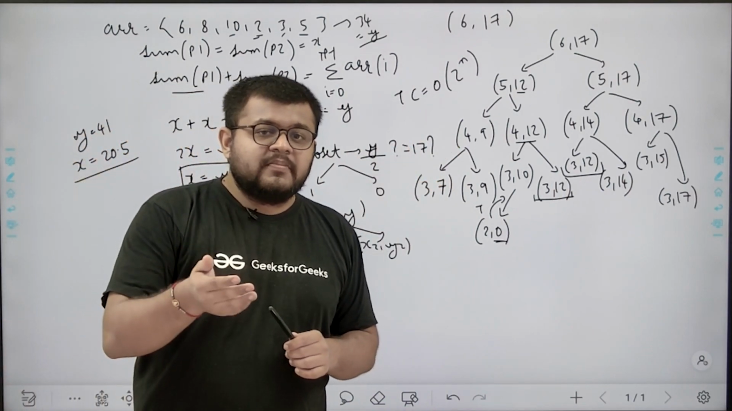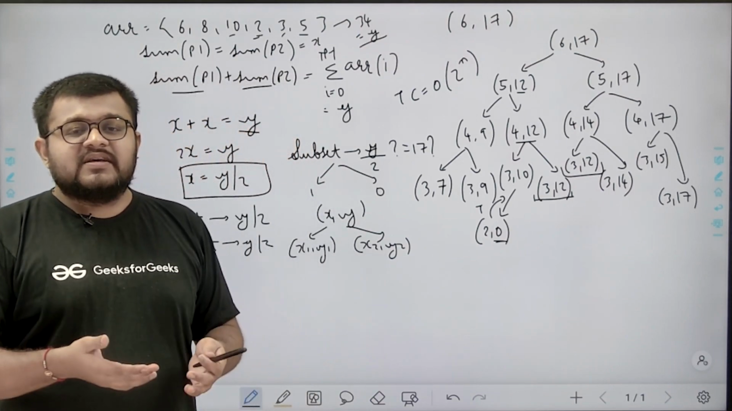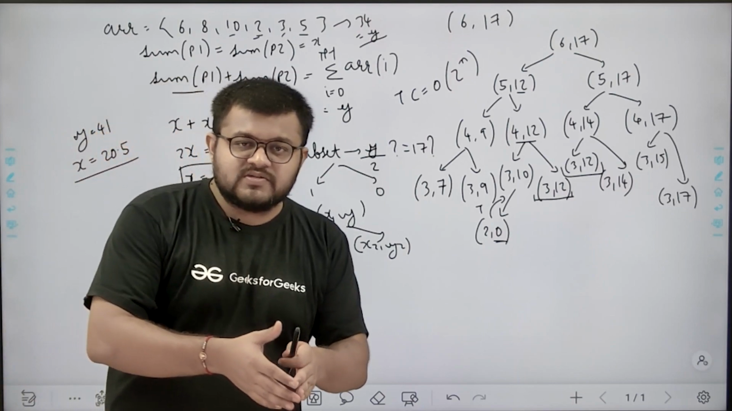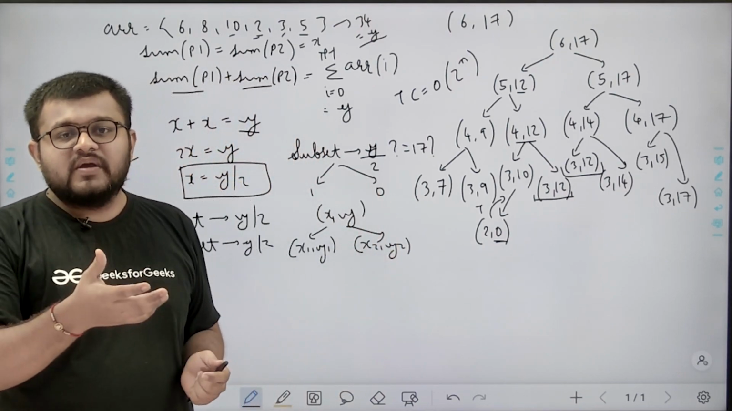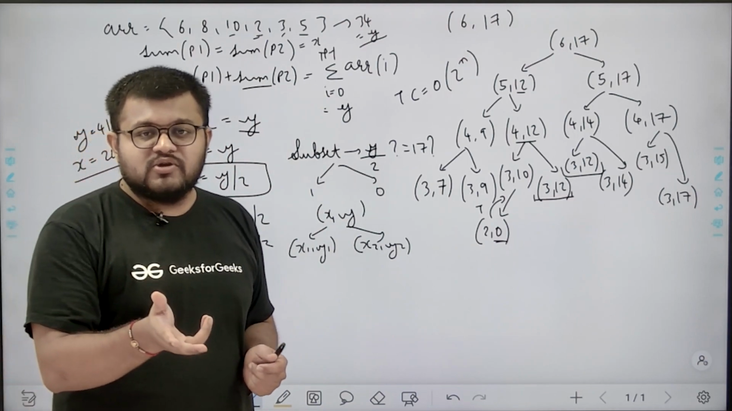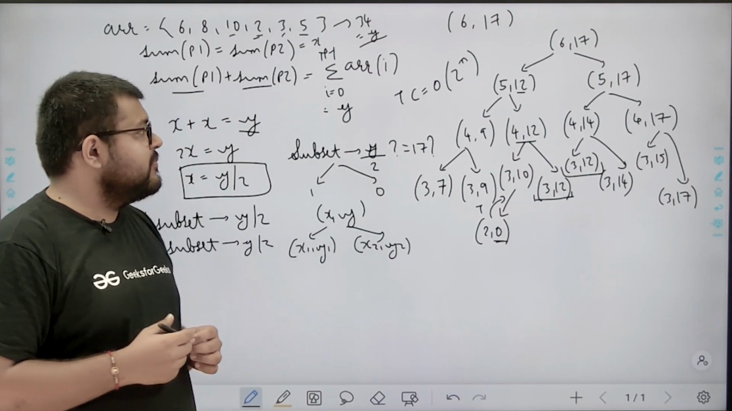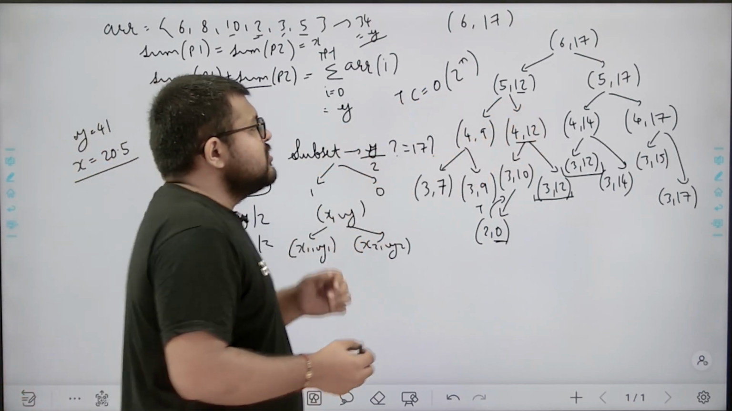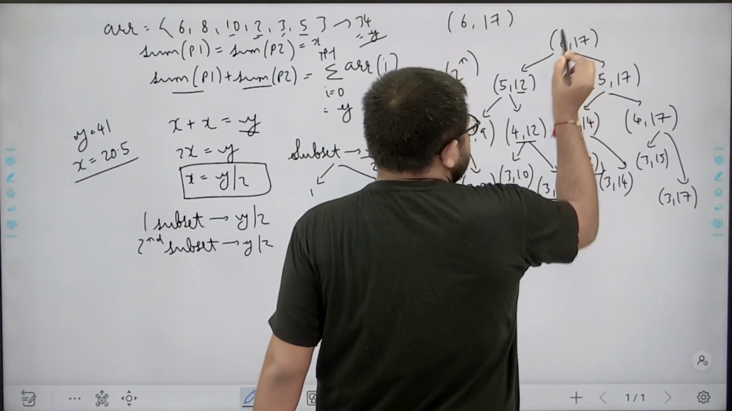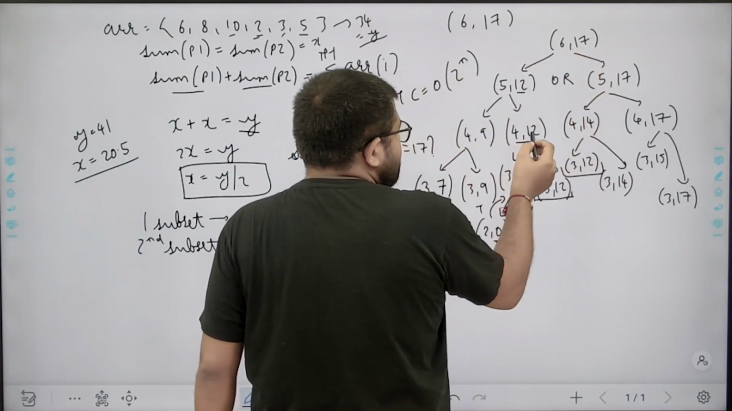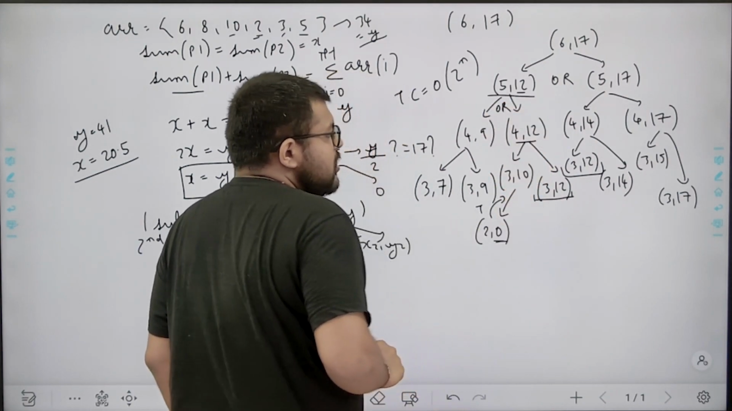Do we have the optimal substructure property? What does the optimal substructure property say? It says that we use the optimal solutions of smaller problems to calculate the optimal solutions of the bigger problem. Here also we are using it. So either this returns true or this returns true, and this will return true. Here also either this sub problem or this sub problem will return true. This will become true.